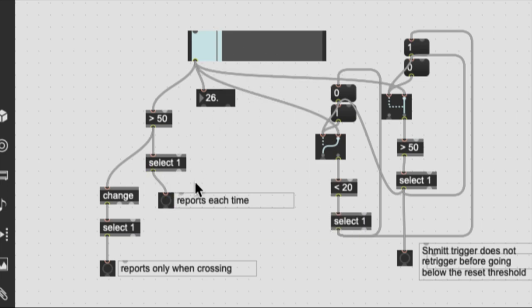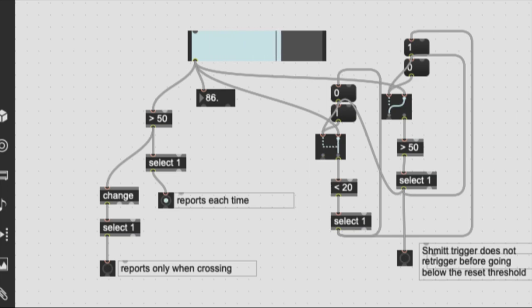Now if you want to make sure that you get a single bang when you cross the threshold, which is typically what you're after, then what you do is you use the change object, which excludes the number if the previous input number was the same number. So it will output a number only when it's different from the previous number. So this means that it will just not output zeros after each other, but only when you go to 1 it will.